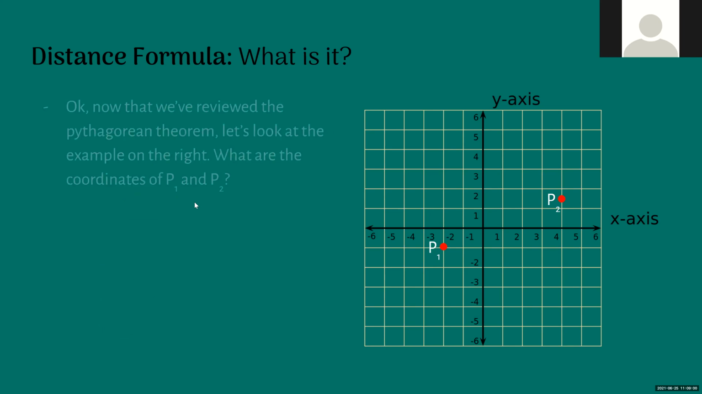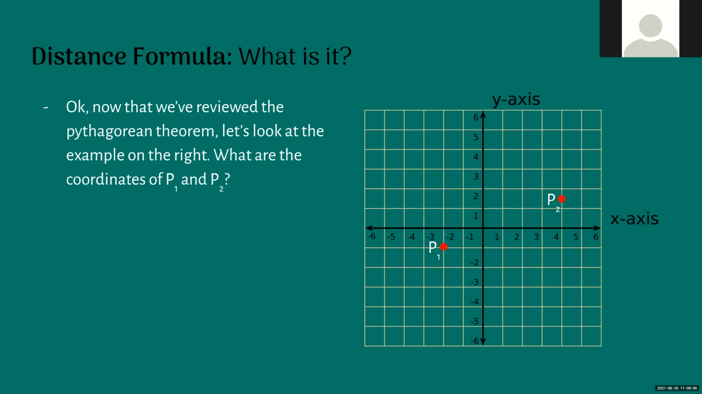So let's look at the example on the right. What are the coordinates of P1 and P2? Some of you may not know much algebra. However, I think you should be able to figure out the coordinates. The coordinates would be the x coordinate, which is along the x-axis, and then a comma, and then the y coordinate. So for example, if I had a point right here, then the x coordinate would be -3, and the y coordinate would be 4. So that point would be -3, 4.